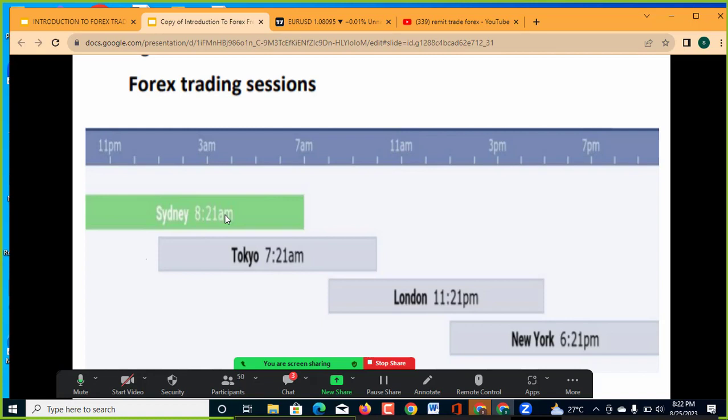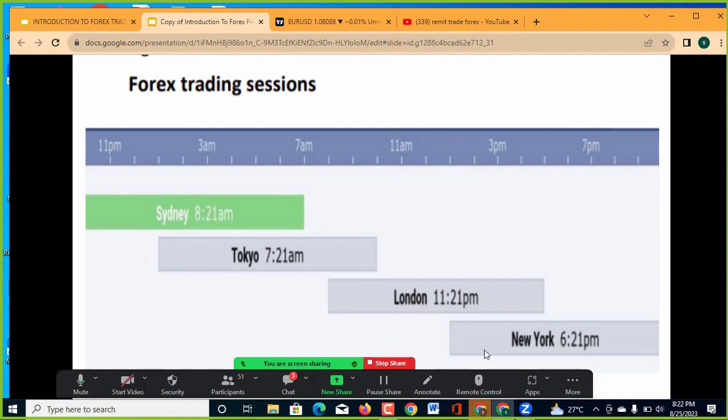When one session ends, the other session has already taken over, and they overlap each other. Like I said, Sydney is in Australia, Tokyo is in Japan, London is in England, and New York is in the United States. These are where the major stock exchanges in the world are located, for example, the Tokyo Stock Exchange, the London Stock Exchange, and the New York Stock Exchange.